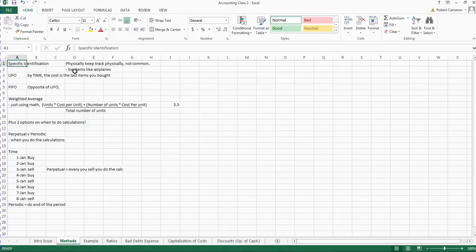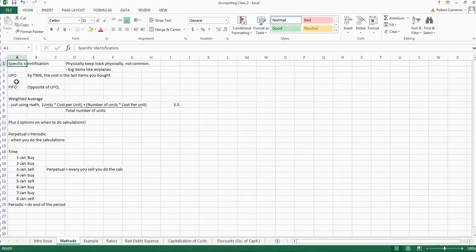That is not common. That is really useful when you have very big items. Let's say you're Boeing and you make airplanes. You probably only make so many airplanes a year, so it's very easy to see, okay, this inventory of airplane will very specifically identify this. But again, it's not common because most of the time you have lots of inventory at lots of different prices, and keeping track specifically of all those would be very unrealistic.